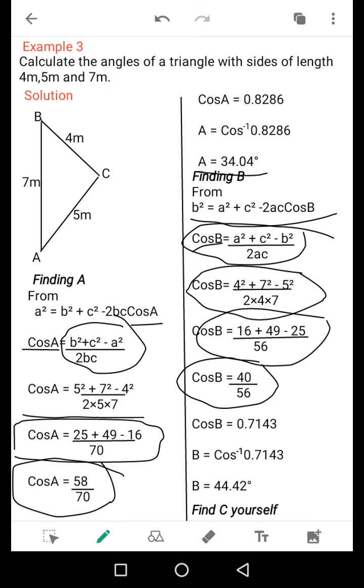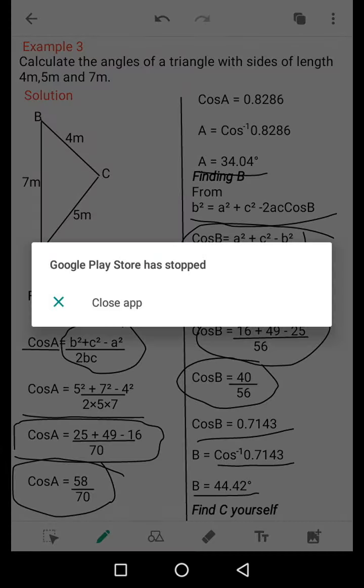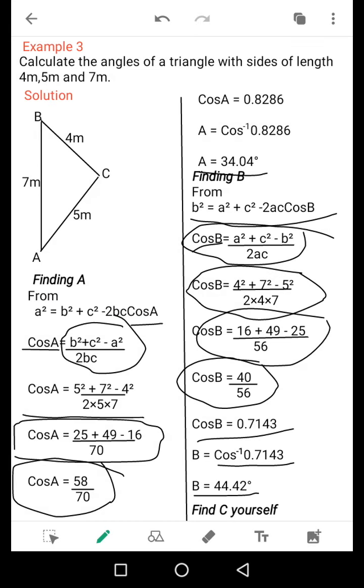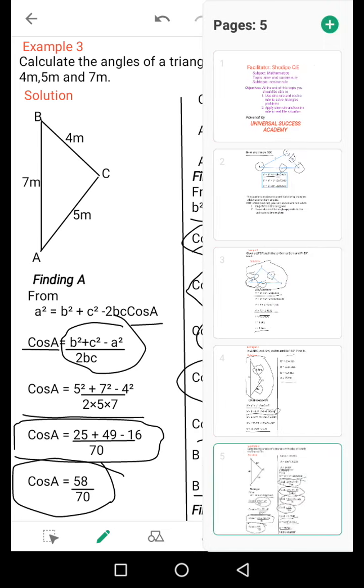So from there, cos B equals 0.714. Now taking the cos inverse of both sides, we have B to be cos inverse 0.7143. And lastly, angle B is 44.42 degrees. Now I put it to you. You can find C yourself. I put this to you. Find C yourself. So it is left to you to adopt any method to find C.